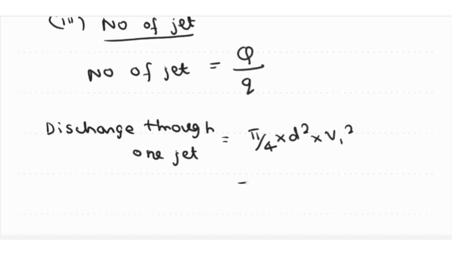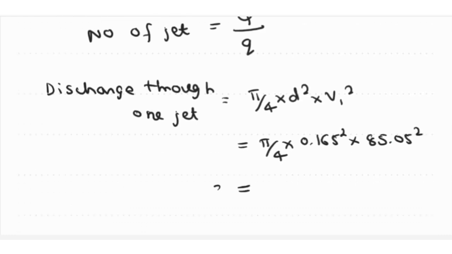So you should substitute the value: pi by 4 into 0.165 square into v1, 85.05. So we'll get q is equal to 1.82 meter cube per second. So next we should calculate what is the capital Q. The discharge through the turbine, the entire discharge, you should calculate.